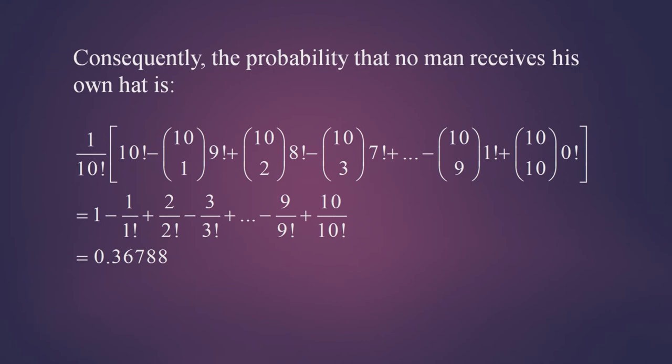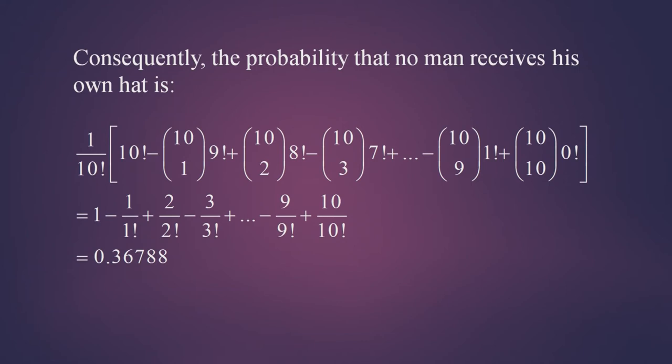The term inside the bracket is coming in this way: the number of all possible cases, which we have already noted down, is 10 factorial. So 10 factorial minus the cardinality of A1 union A2 union A10 will give the term inside this bracket, which gives the number of ways that no man receives his own hat. And we are dividing it by 10 factorial to get the probability of this event.